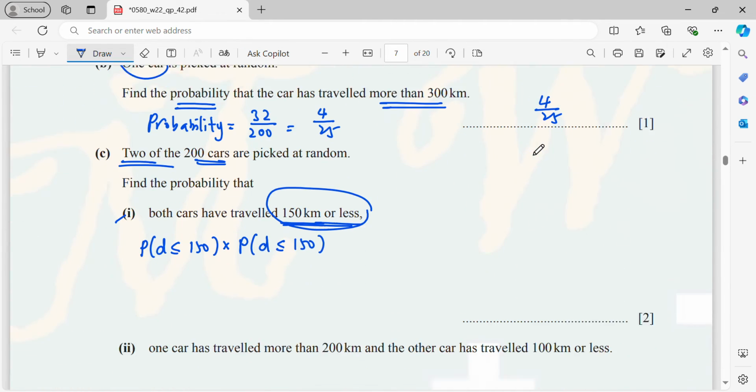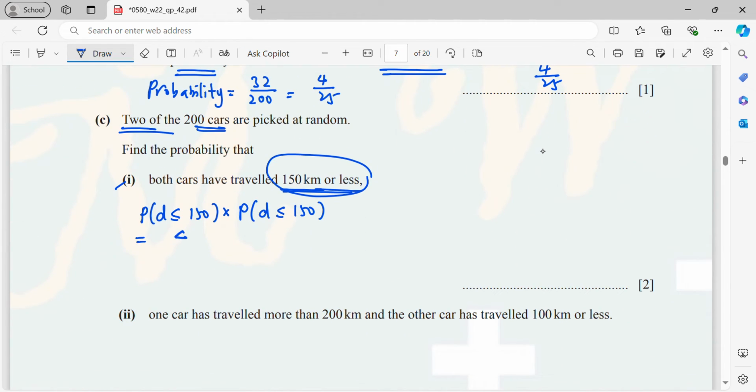So when you consider the first car, the probability is 40 out of 200. And now, since initially there were 200 cars, and you have picked one, that means now 199 are left. And initially 40 cars traveled less than or equal to 150 kilometers. So one car is selected. Therefore, you still have another 39 cars. So from here, you will be getting 39 over 199. So this is the probability.